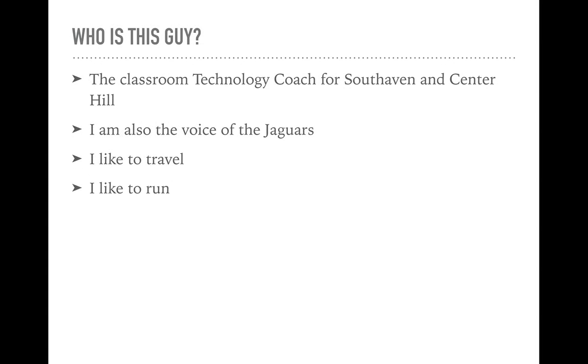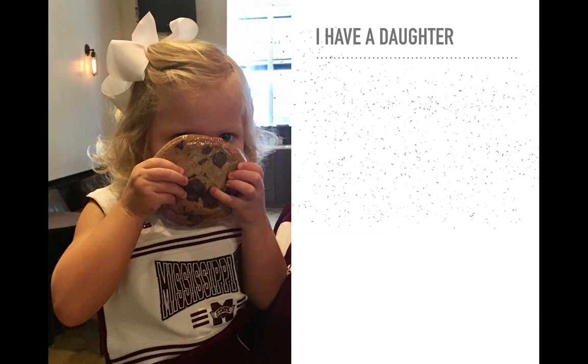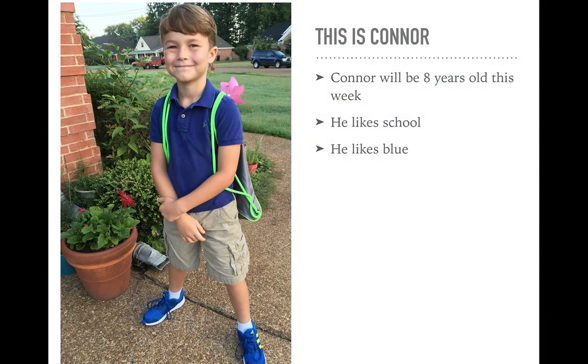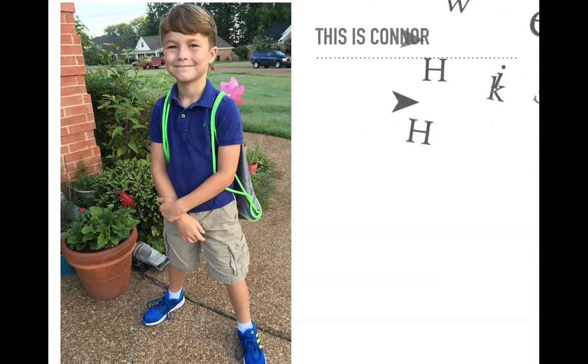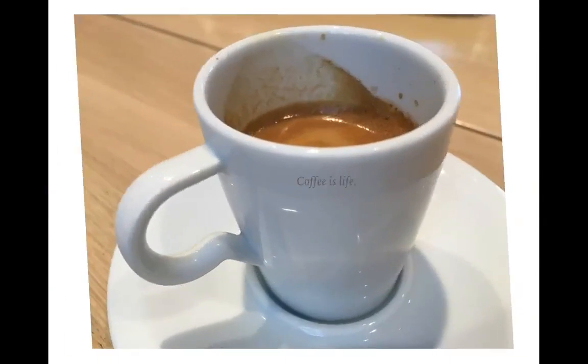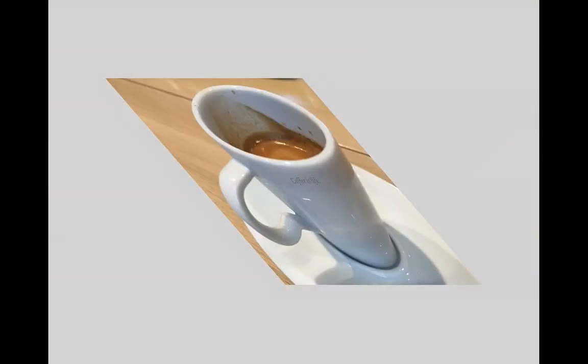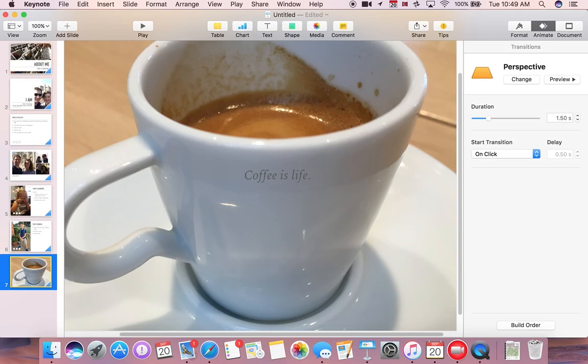To make these transitions happen, I'm tapping on the space bar. And that's all. So that's how you build a very simple keynote.